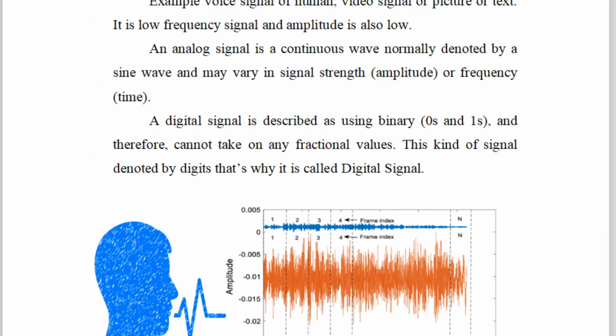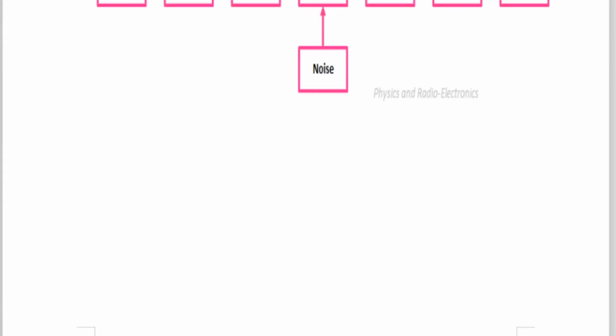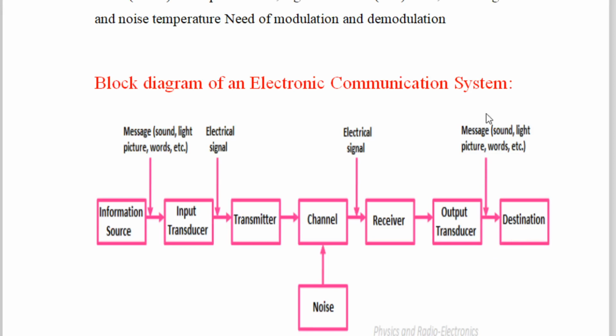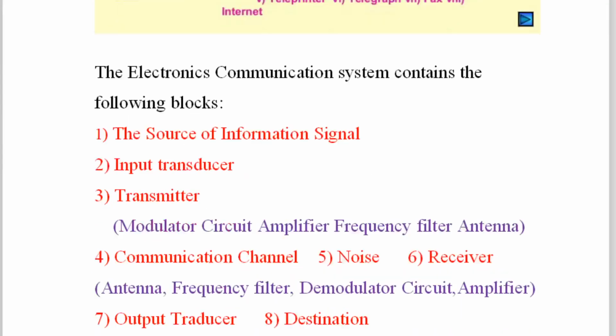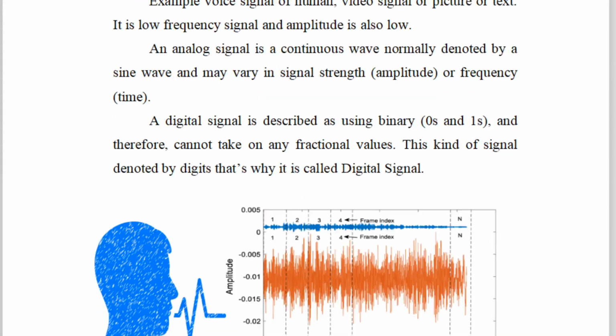Now, after this, that block means first block, your information source. So this is the information signal. So this goes to what? Input transducer. So now next block is called your input transducer. So what is that input transducer?